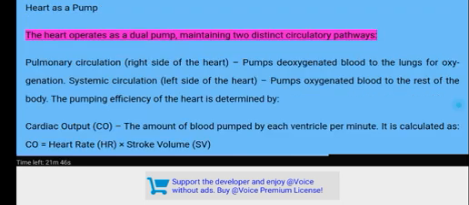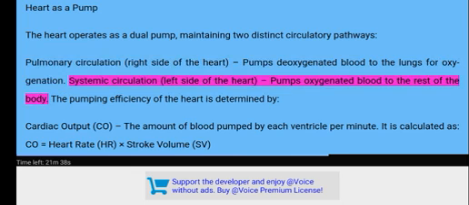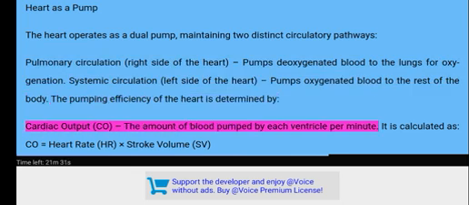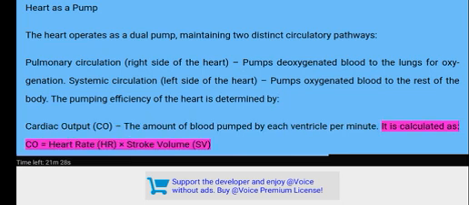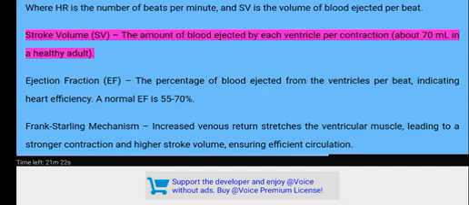Heart as a pump. The heart operates as a dual pump, maintaining two distinct circulatory pathways. Pulmonary circulation, right side of the heart, pumps deoxygenated blood to the lungs for oxygenation. Systemic circulation, left side of the heart, pumps oxygenated blood to the rest of the body. The pumping efficiency of the heart is determined by cardiac output, CO, the amount of blood pumped by each ventricle per minute. It is calculated as CO equals heart rate, HR, times stroke volume, SV, where HR is the number of beats per minute, and SV is the volume of blood ejected per beat.